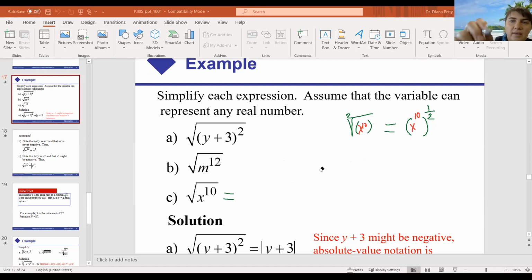Okay, so go back here. We have 10 times 1/2, right? So when you multiply them, it's going to be x to the 10th times 1/2. And if you put a 1 under the 10, if you like symmetry, then you simplify. So this becomes 5, right? So it becomes x to the power of 5. Okay, so another way to think of it.